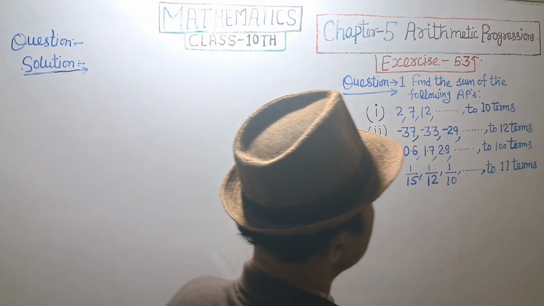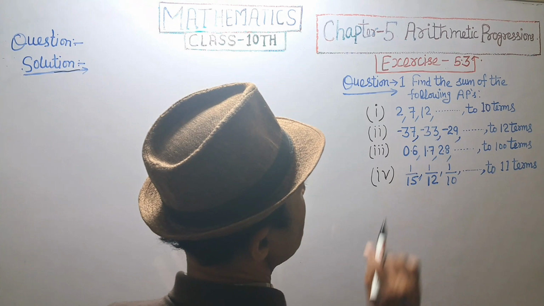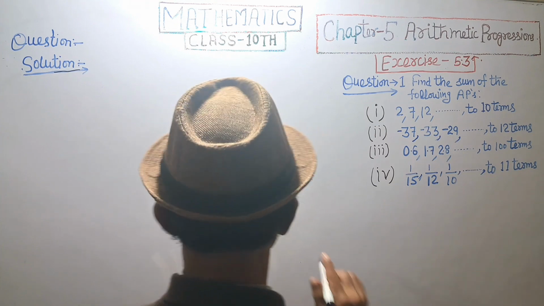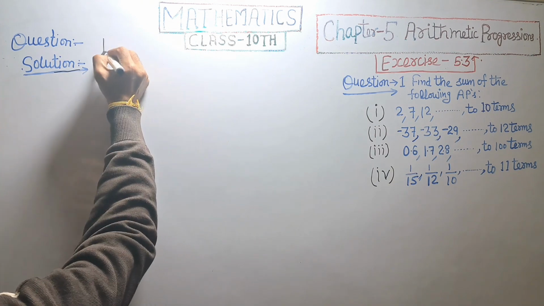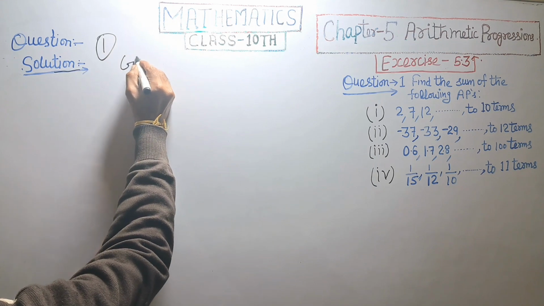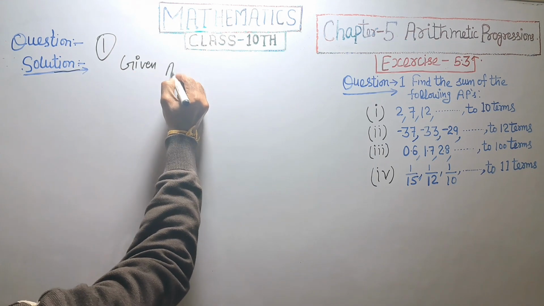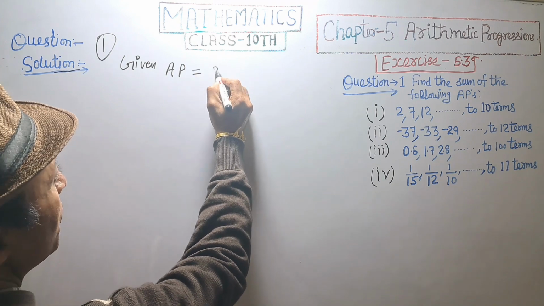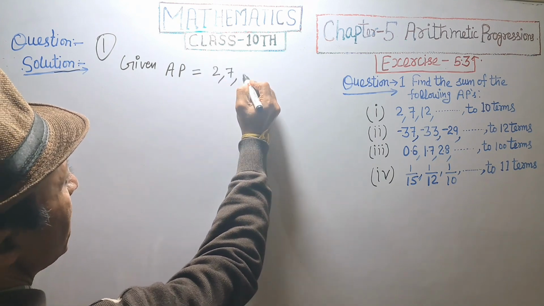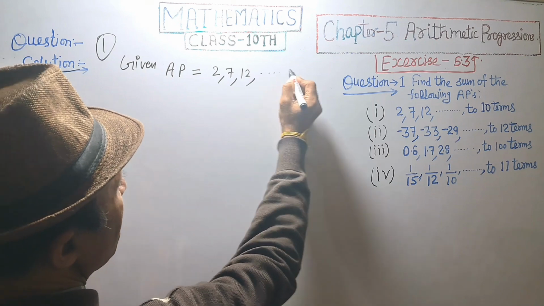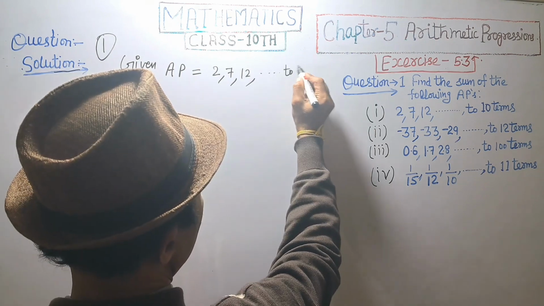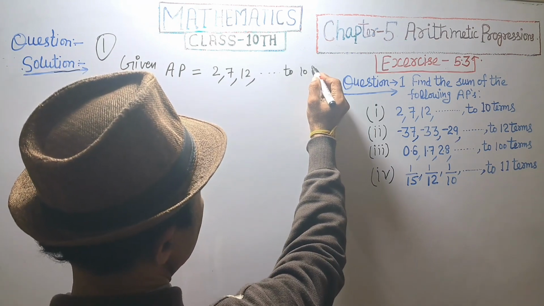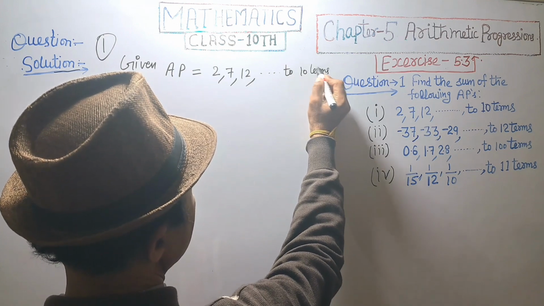Exercise 5.3, question first. Find the sum of the following APs. Given AP is 2, 7, 12 and so on up to 10 terms.